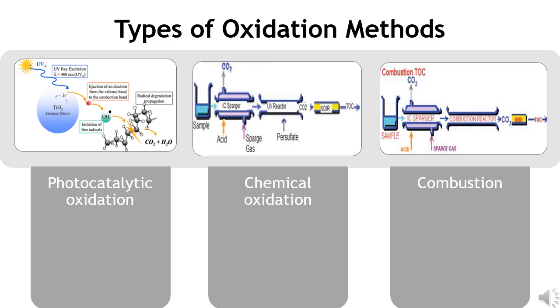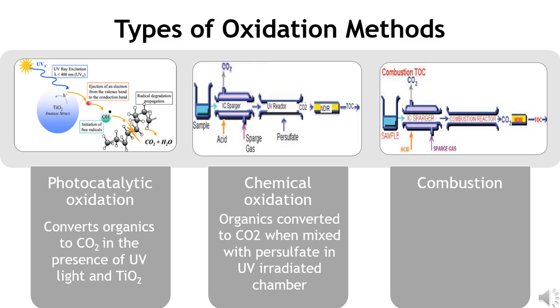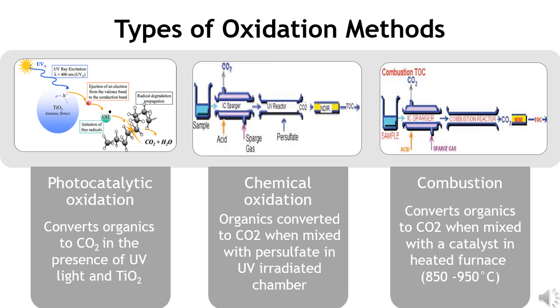Photocatalytic oxidation converts organics to carbon dioxide and water in the presence of UV light and a catalyst, which is usually titanium dioxide. Chemical oxidation mixes a sample with persulfate in a UV irradiated chamber to convert organics to carbon dioxide and water. High temperature combustion mixes a sample with an oxidation catalyst, which is usually 1% platinum or copper oxide, in a chamber heated to 850 degrees or 950 degrees Celsius to convert organics to carbon dioxide and water.